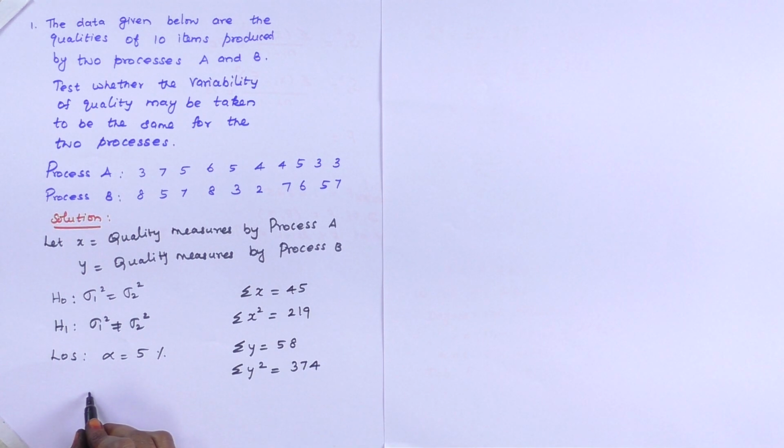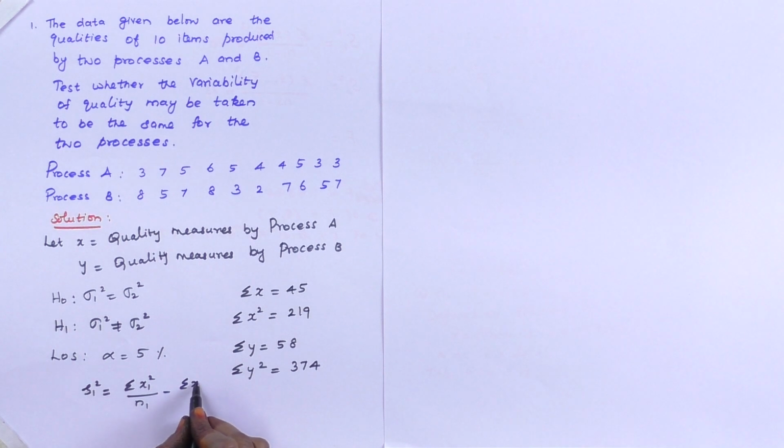Here we want to calculate small s1 square, that is our sample variance value. That formula is sum of x1 square divided by n1 minus sum of x1 divided by n1 the whole square. Similarly for s2, sum of x2 square by n2 minus sum of x2 by n2 the whole square. Or you can use x1 equal to x, x2 equal to y.